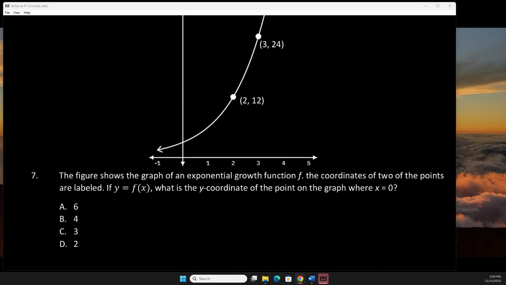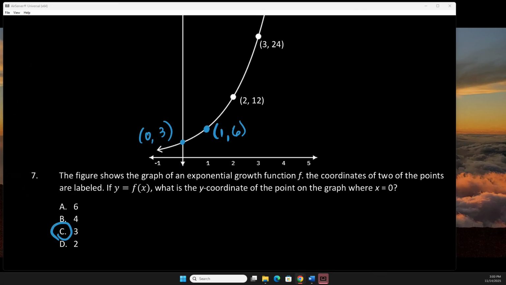All right, number 7, the figure shows the graph of exponential growth function f. The coordinates of 2 points are labeled. We want to know the y-coordinate of the point where x is 0. So we actually need to go backwards twice. And so if we're moving backwards to get from one point to the next, the x-coordinate is just going down by 1. But the y-coordinate is getting multiplied by 1/2 or divided by 2. And so we'll do that again and get 6. And then one more time and get 3.